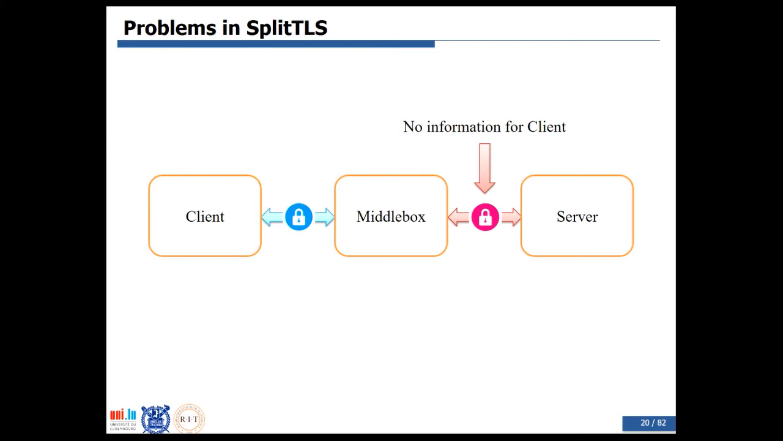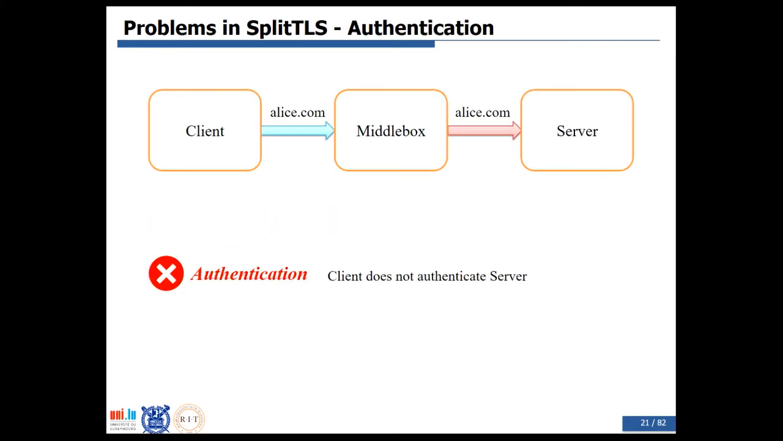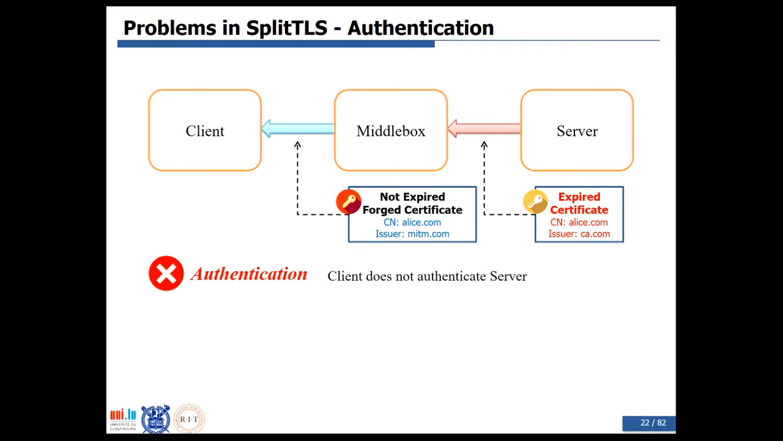Unfortunately, lots of security drawbacks regarding split TLS have been reported, because the client has no information about the security of segments after the immediate middlebox. So let's see the problems in more detail in terms of authentication, confidentiality, and integrity. Regarding authentication, the client does not directly authenticate the server. Many papers report that some middleboxes fail to validate the certificates. For example, a middlebox may receive an expired certificate, but generate a non-expired forged certificate, which makes the client believe the session is secure.